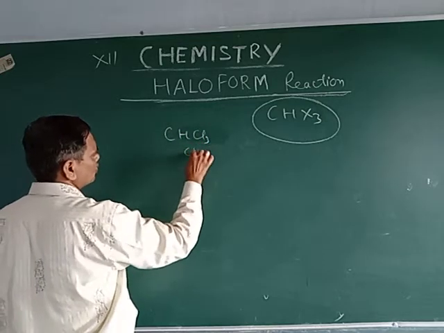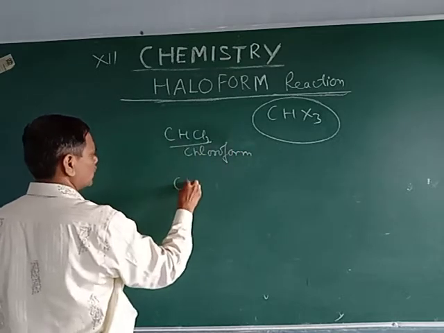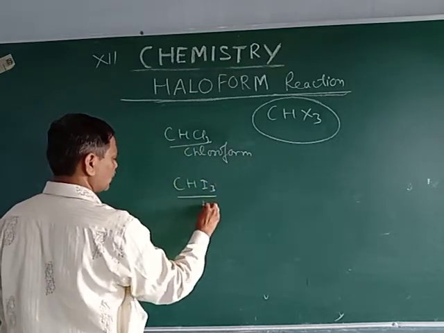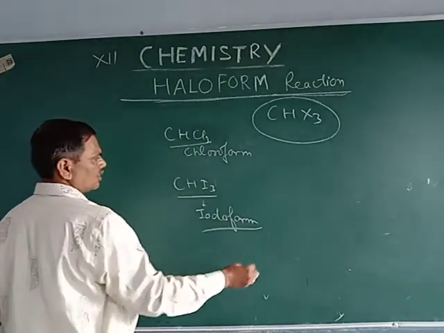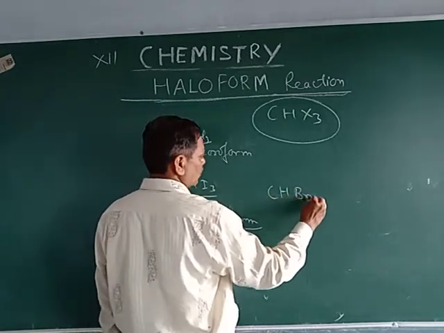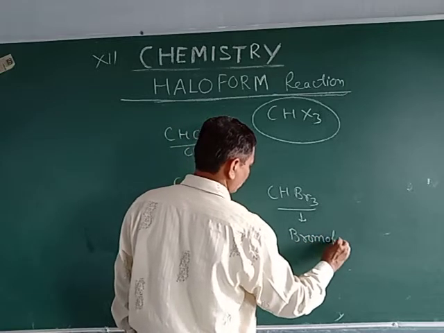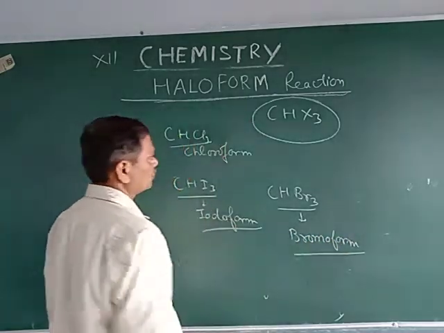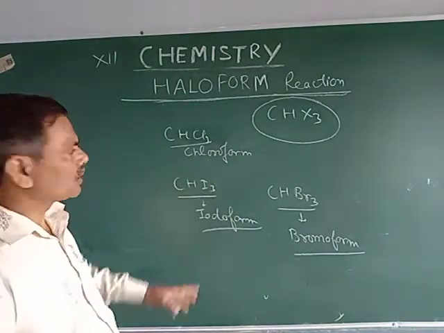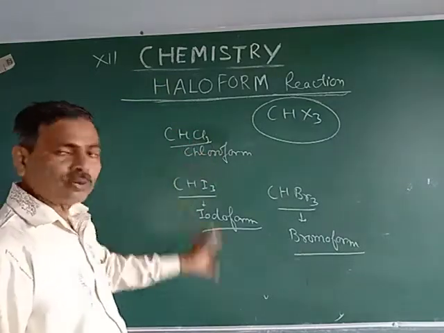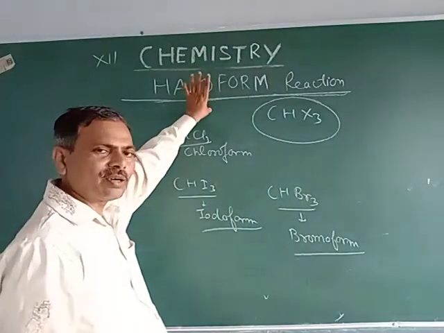CHCl3 is called chloroform. CHI3 is called iodoform. When we write CHBr3, it is called bromoform. Chloroform, bromoform, and iodoform are compounds that are collectively called haloforms.